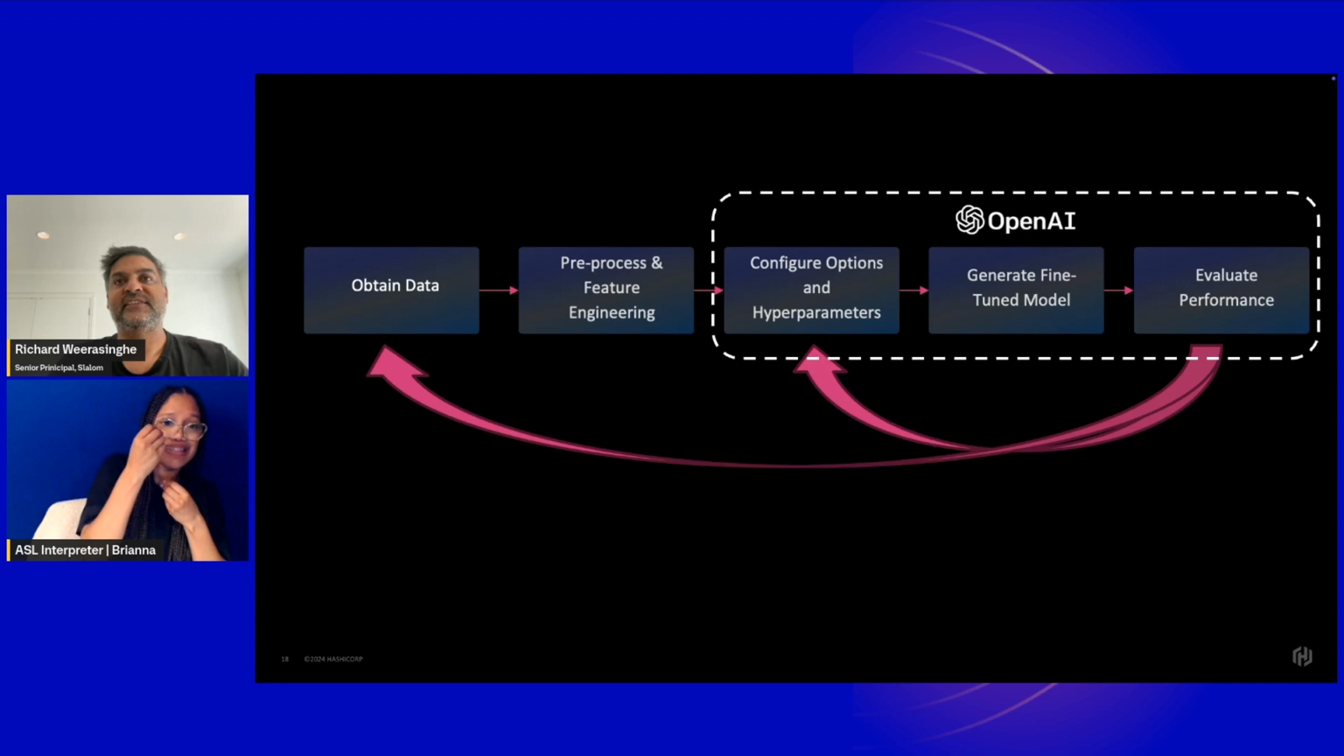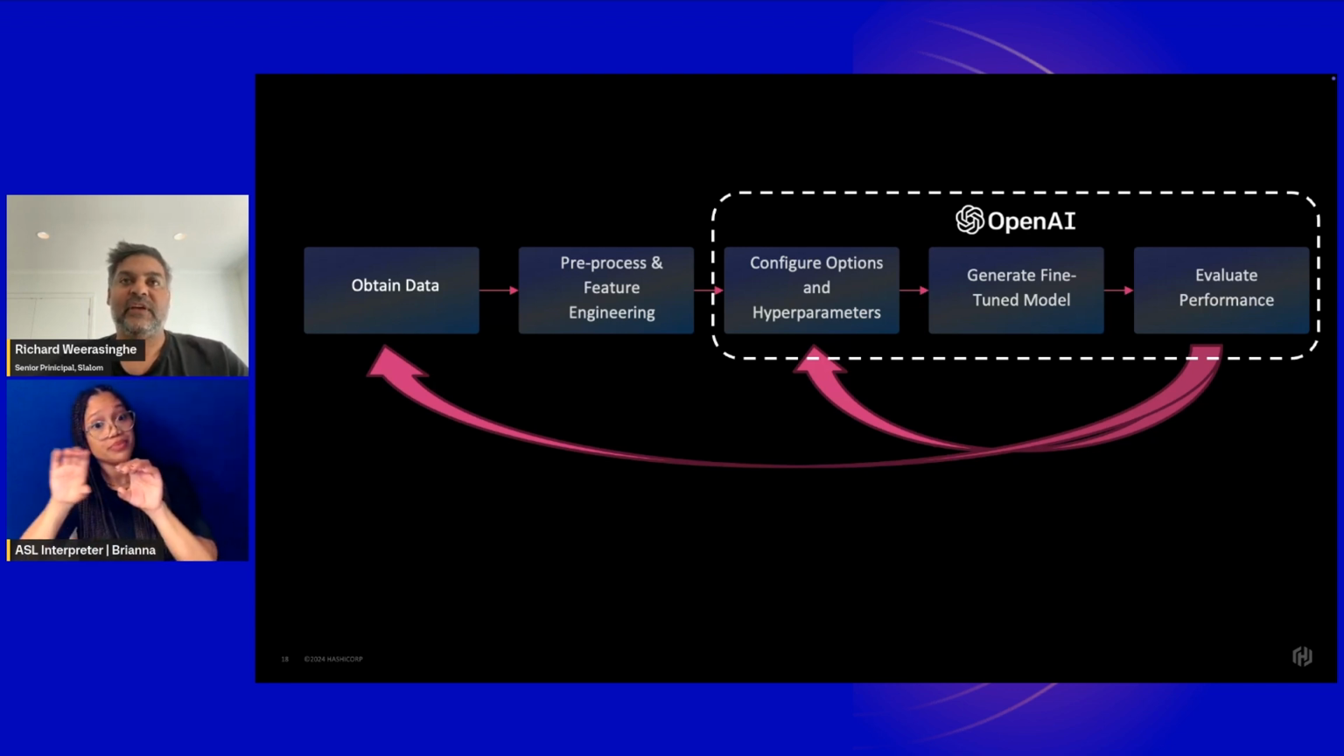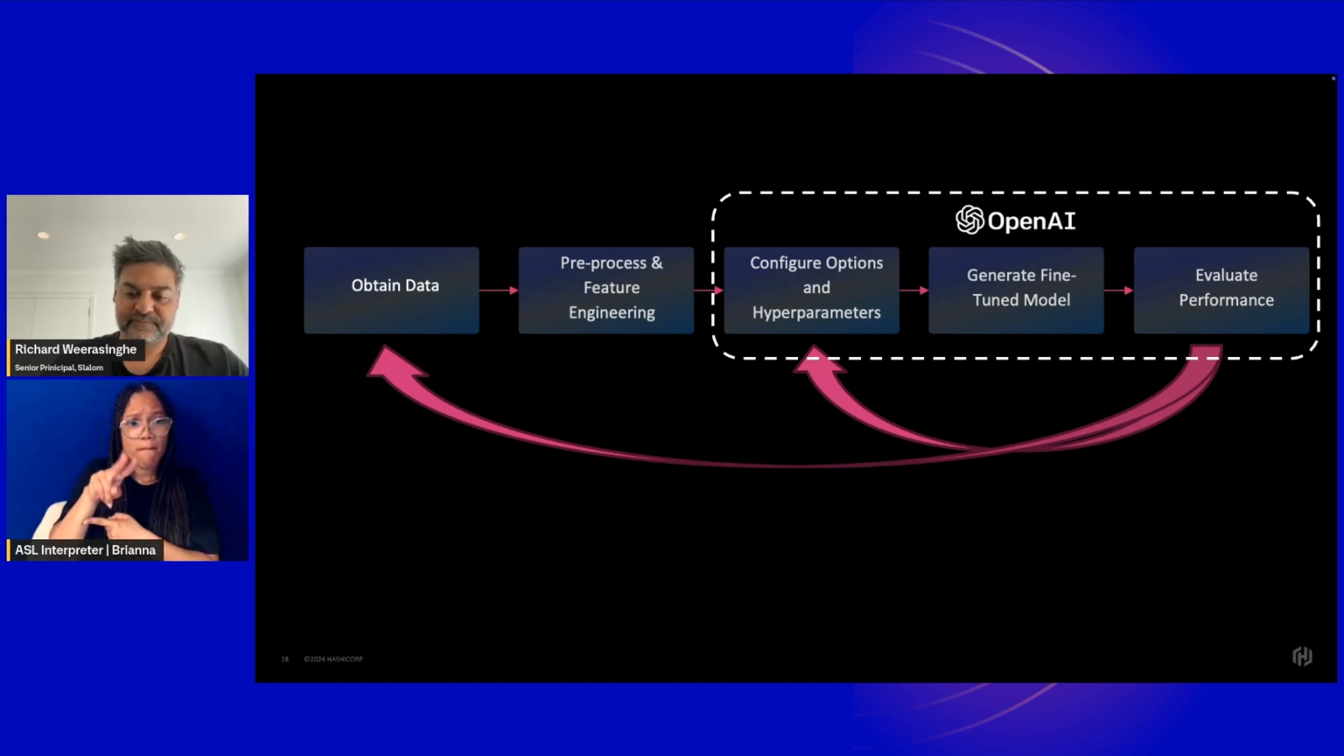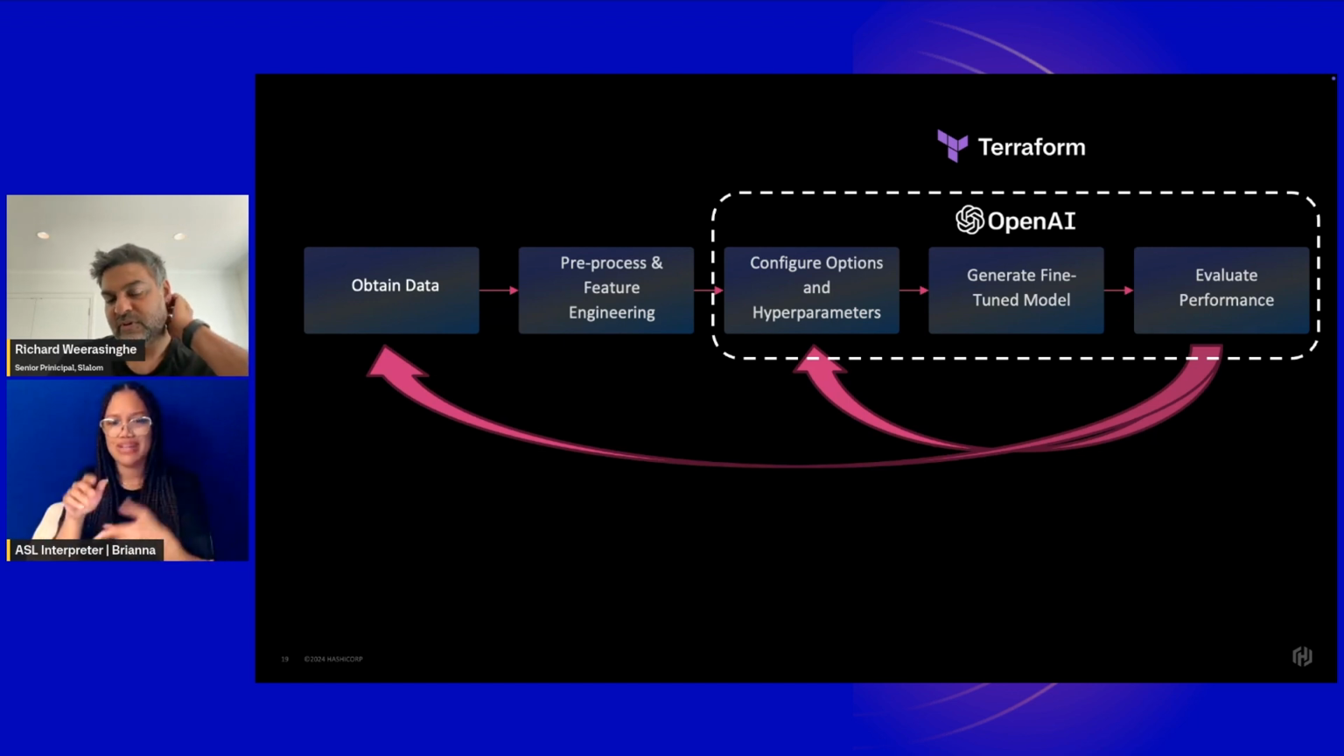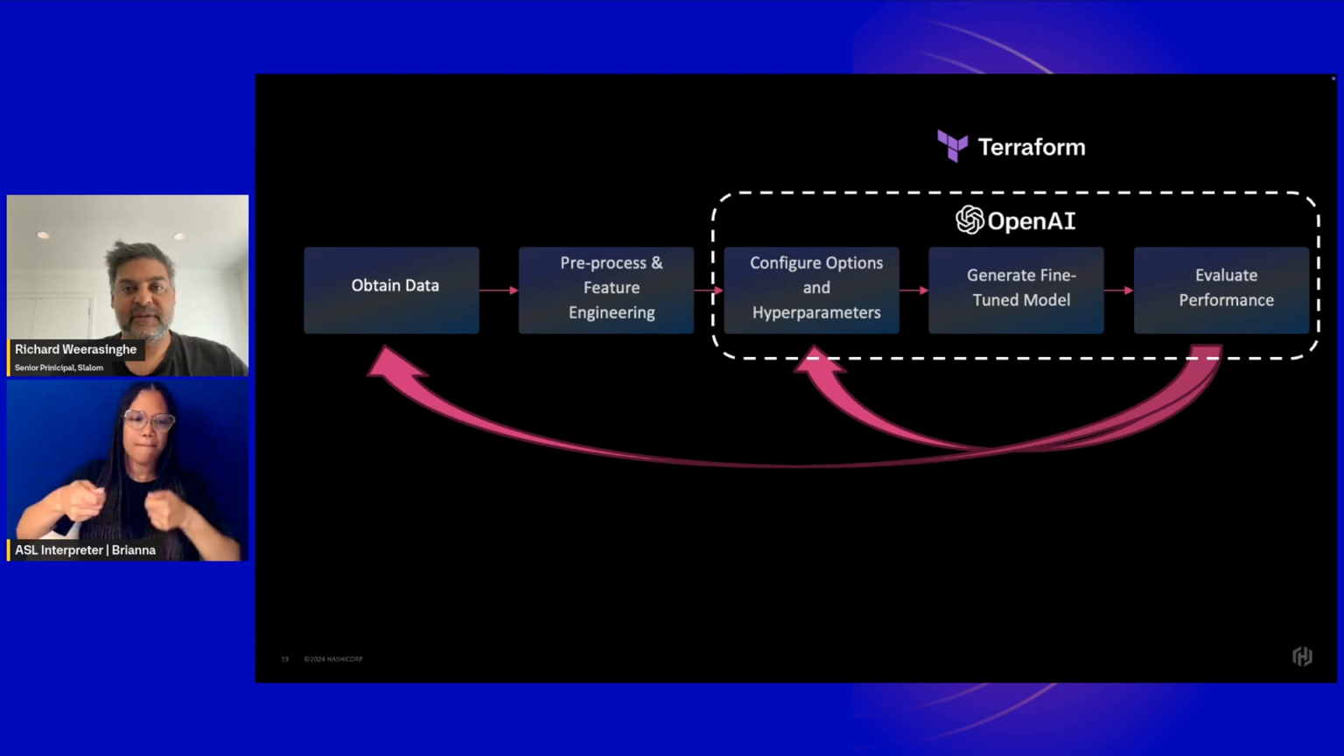So this part is happening on the OpenAI platform. Choosing the model, configuring options, generating the fine-tuned model, and evaluating performance all happen on the OpenAI platform. And as you iterate through this, you end up generating resources, uploading files, creating models, and essentially creating sprawl on the OpenAI platform. So this is where we're focusing Terraform, to manage these resources on OpenAI.